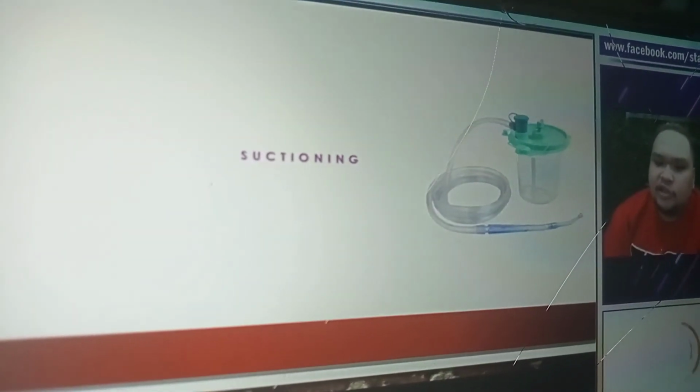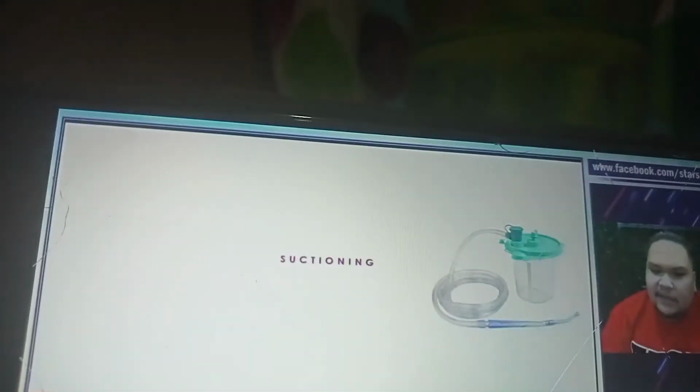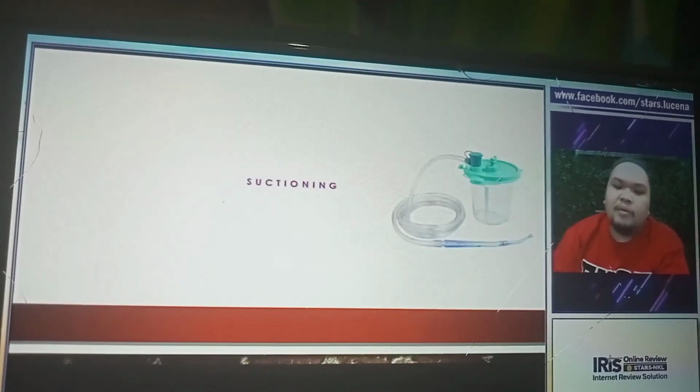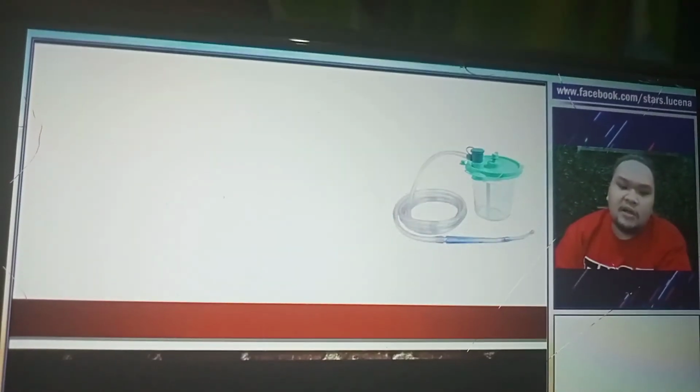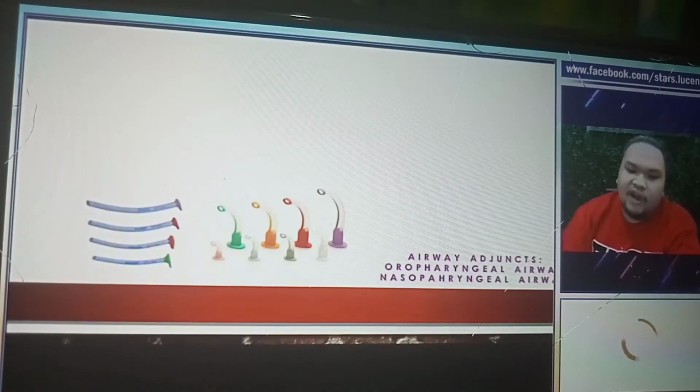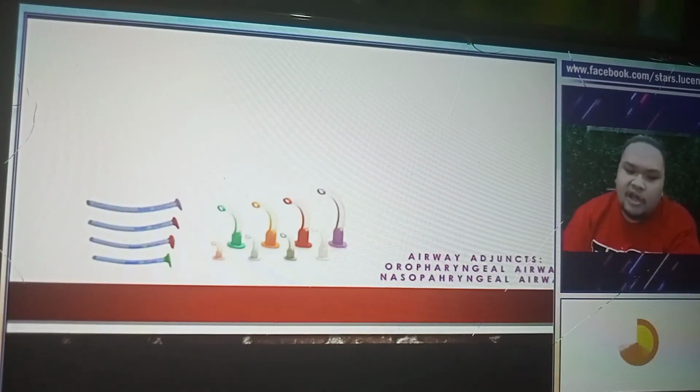So you need to suction the saliva or the secretions of the patient to maintain the patency of the airway of your patient. Now, what if, for example, you did your head to chin lift, you did your suctioning to your patient, and still you're not considering any patency of the airway? Probably you can use yung tinatawag nating airway adjuncts. Airway adjuncts. You're very much familiar with your airway adjuncts.